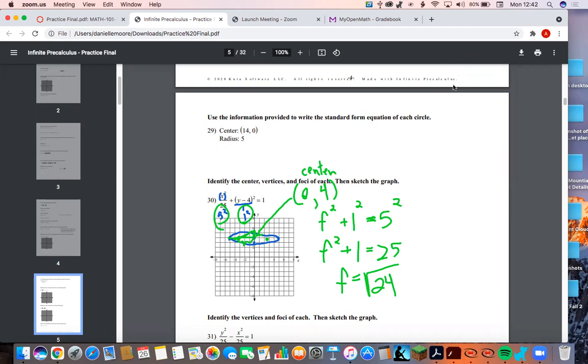I'm going to switch colors to emphasize some things. There's our center dot at (0, 4). I need to find the focus over here and the focus over there. The only thing I know about it is that whatever the square root of 24 is, which is like 4.9-ish, it's almost 25, so the square root's almost 5, you know, ish.